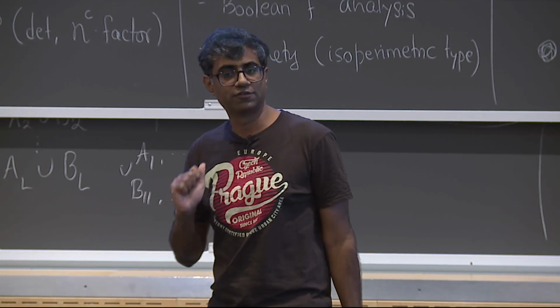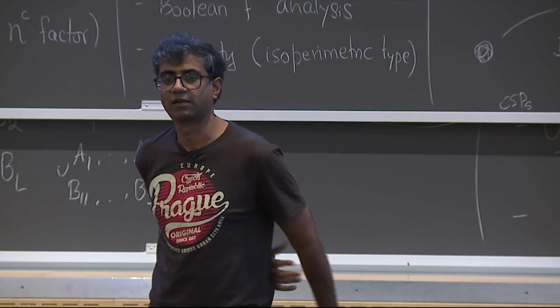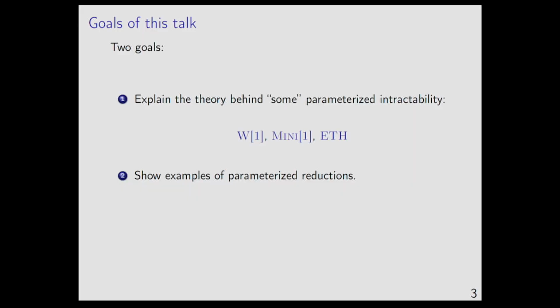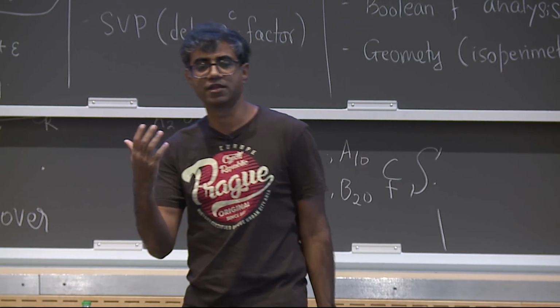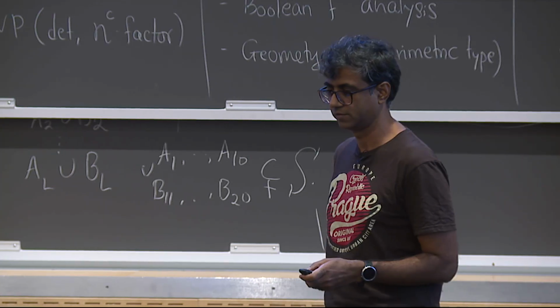So the goals of this talk are two. Explain the theory behind some intractability results in parameterized intractability, like W[1], Min[1], ETH, and take you towards the other talks that are going to follow, which will use a lot of ETH, SETH, and so on for other kinds of intractability results in polynomial time. So just take you there, and give you some examples of parameterized reductions which show connections between these objects.